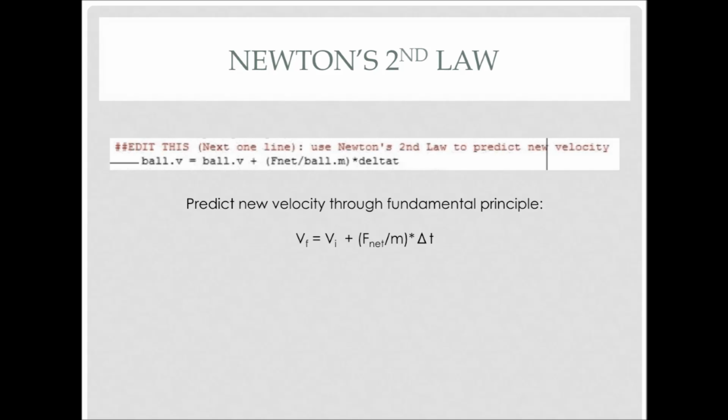We then use our two fundamental principles within the code. The first is Newton's second law, where the final velocity is equal to the initial velocity plus the total force divided by the mass times the change in time. In this case, F net is equal to 0 because there are no forces acting on the system. We obtain F net equal to 0 because of our other fundamental principle, the change in energy, which is equal to the work of the system.